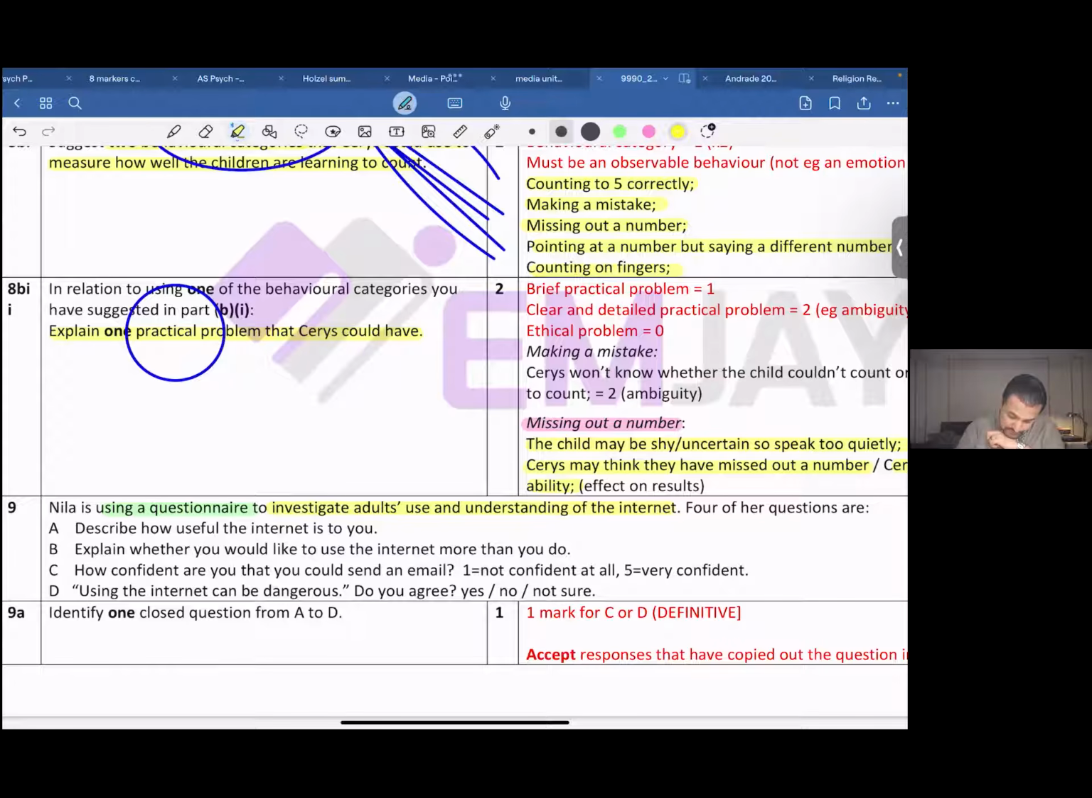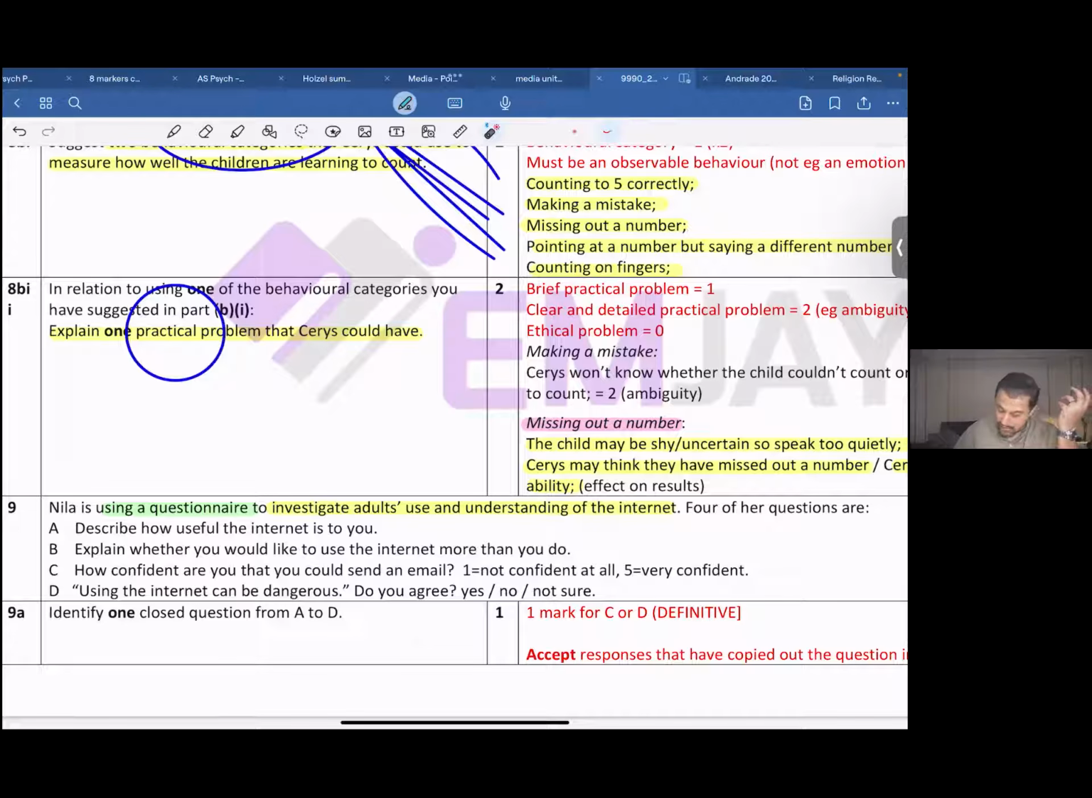Close-ended questions. So for this, again, you need to know the difference between close-ended and open-ended questions. I see C and D over here. This is a close-ended question. Remember, 1 means not confident, 5 means confident. That means you have 1, 2, 3, 4, 5. In a close-ended question, you cannot just write 6, because 6 doesn't exist over here. So is the case with D, using the internet can be dangerous. Do you agree? Yes, no, or not sure. There are 3 options, or you have closed options over here.